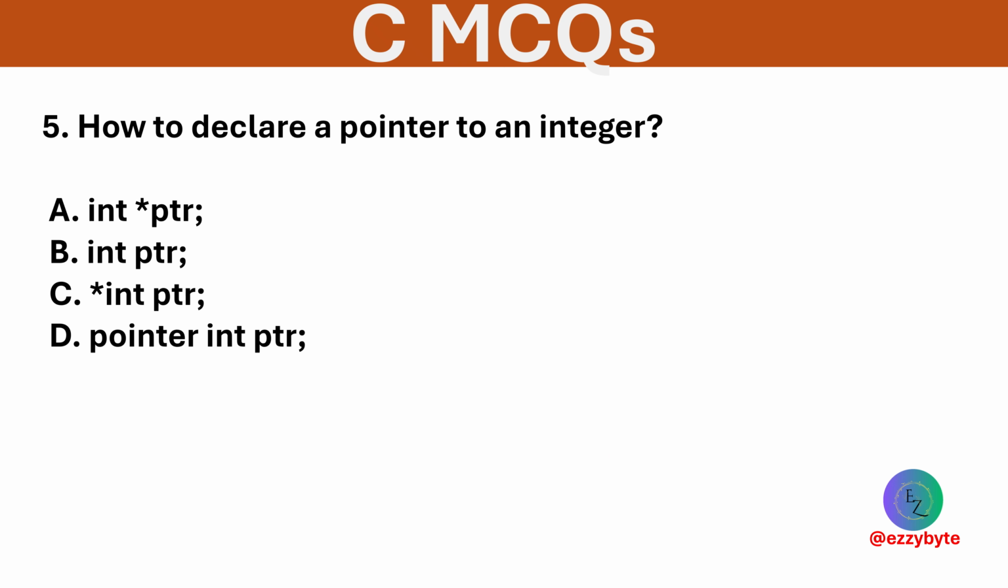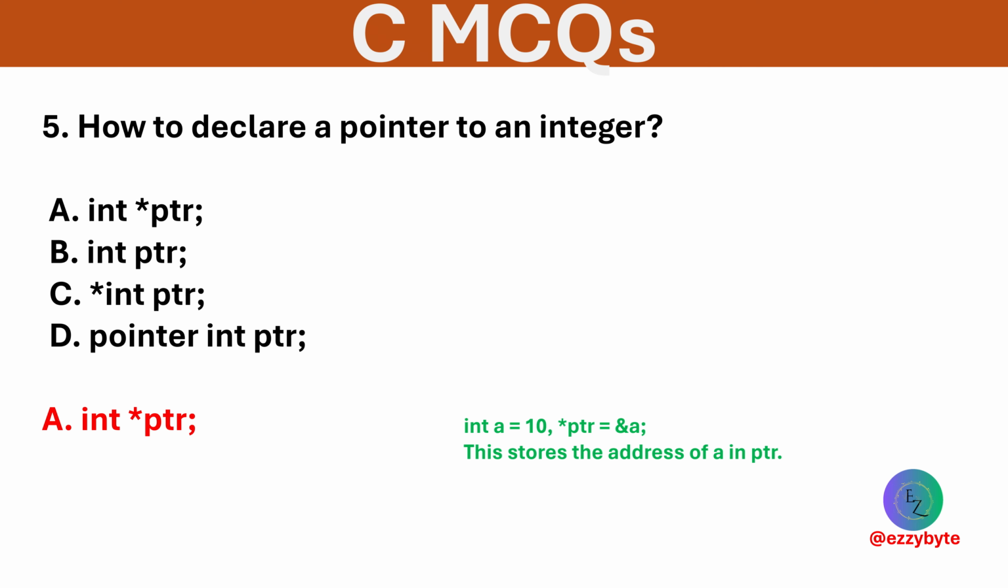How to declare a pointer to an integer? Options are given below. Option A is correct syntax for declaring an integer pointer.